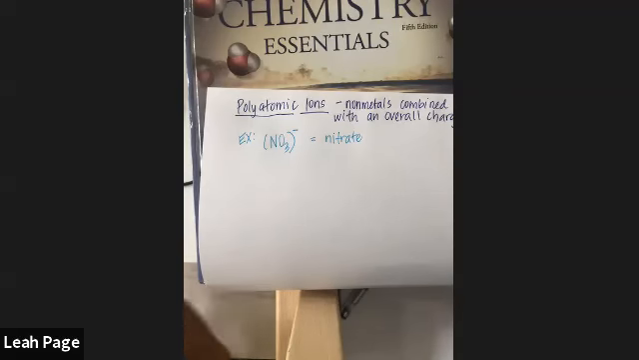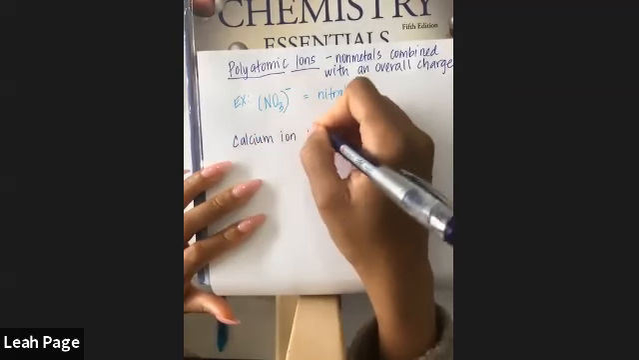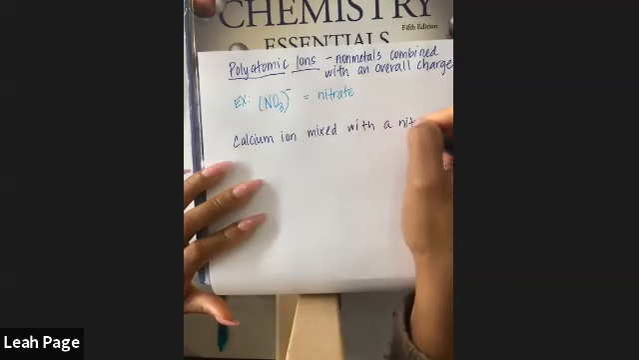All right, so when you write the formula for ionic compounds that have polyatomic ions in them, you write the formula the exact same way. So for instance, let's say I have a calcium ion mixed with a nitrate ion. I write the formulas the same way.